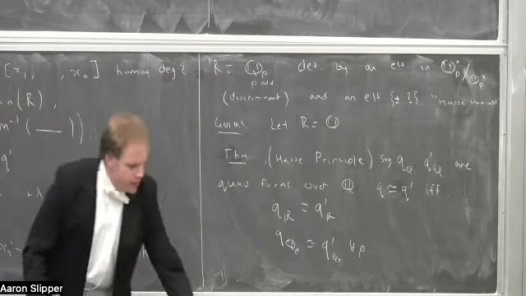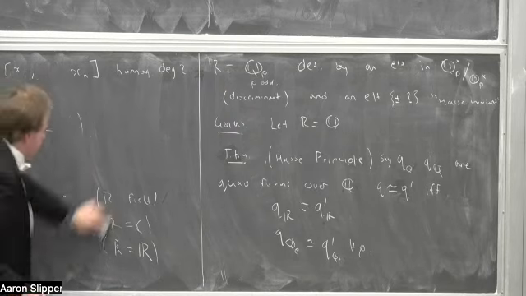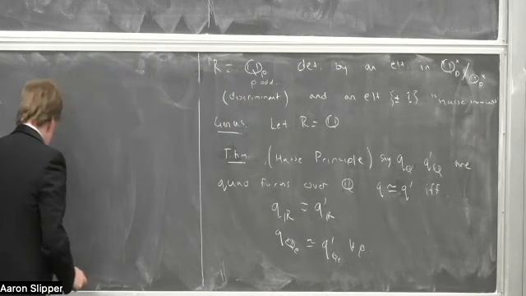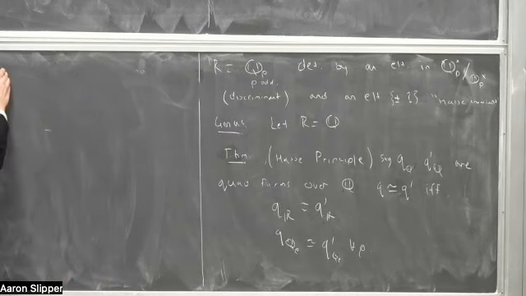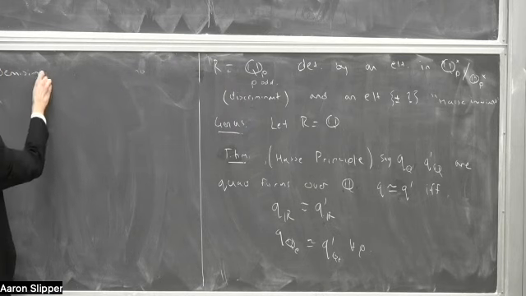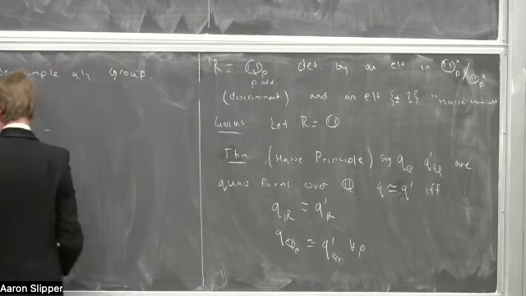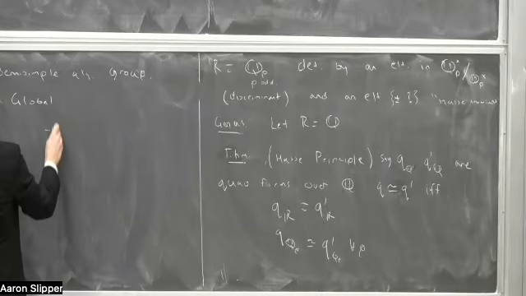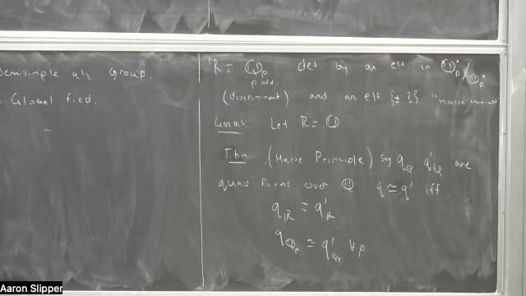Okay, so I hope this gives a sense of what's going to happen. So now we get to the main theorem. Let G be a semi-simple algebraic group over K, a global field. So an extension of Q, or a function field in one variable.